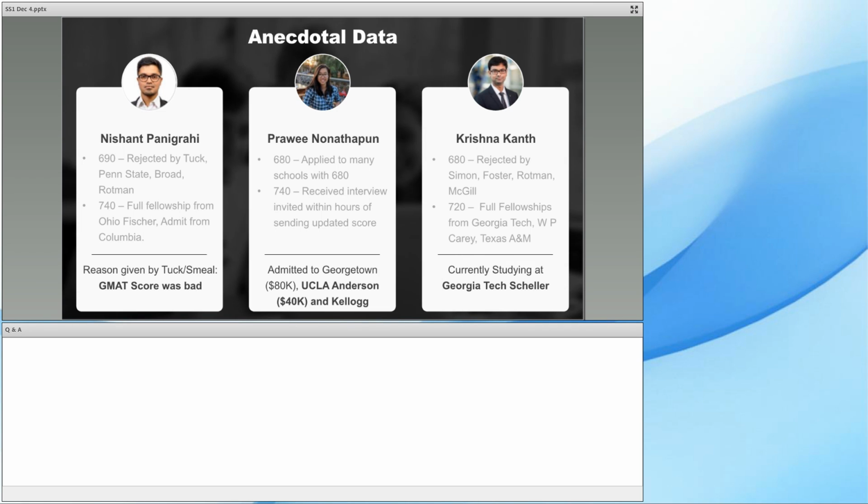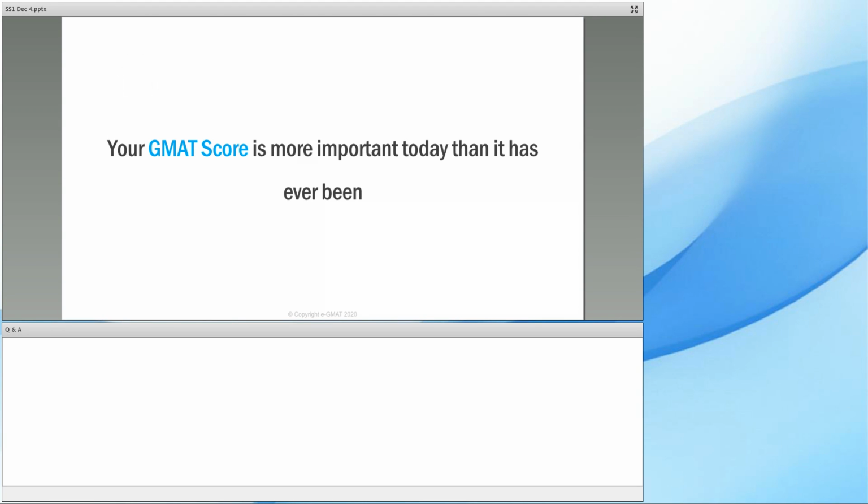KK, or Krishnakant, as he's called, applied in round 2 with a score of 680 and was rejected by pretty much every school he applied to. He improved to 720 and applied in round 3. So this is R3 for you, by the way. He was accepted by every school he applied to. He got multiple full fellowships. He's currently studying at Scheller with a full ride. Bottom line is, GMAT score is way more important today than it was a decade ago.